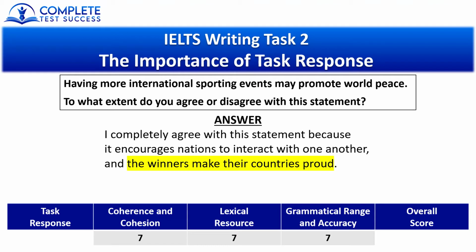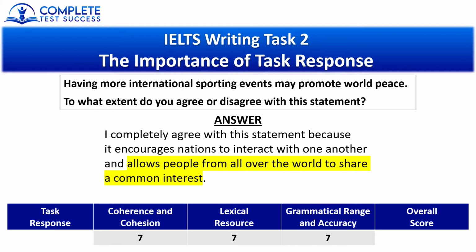So already responding more appropriately will get us a higher task response score, and the overall score has come up already. So what happens if we get that second main idea right? Let's change the winners make their countries proud to, it allows people from all over the world to share a common interest. Now with two relevant main ideas, we have a task response score of 6 and an overall score of 6.5. Okay, so that might have surprised you. You were probably expecting the overall score to go up again, but unfortunately, when we average out those 4 band scores, we still get 6.5.